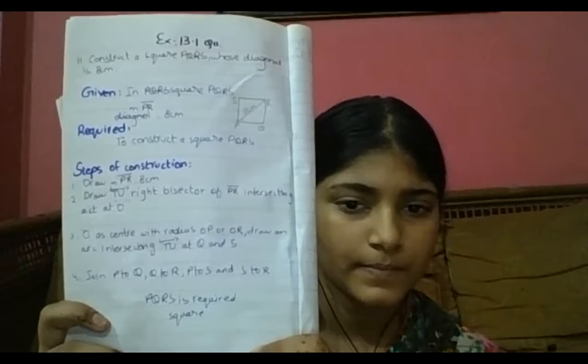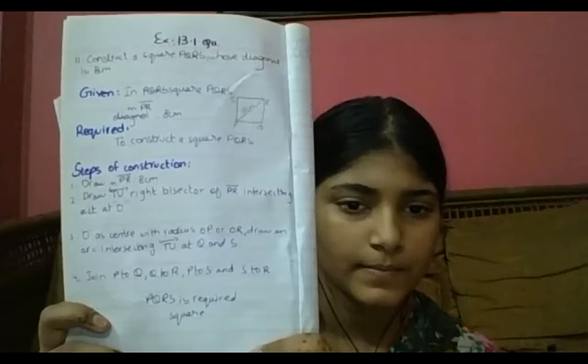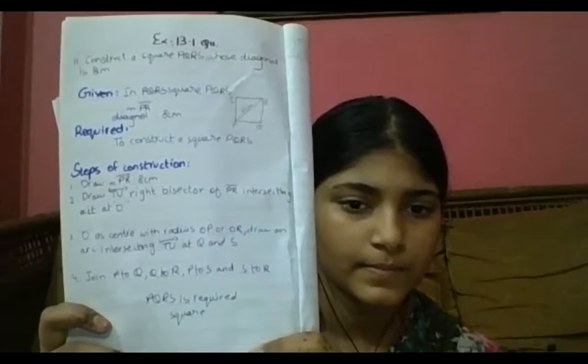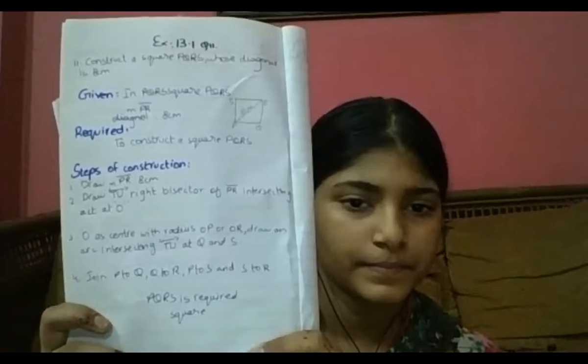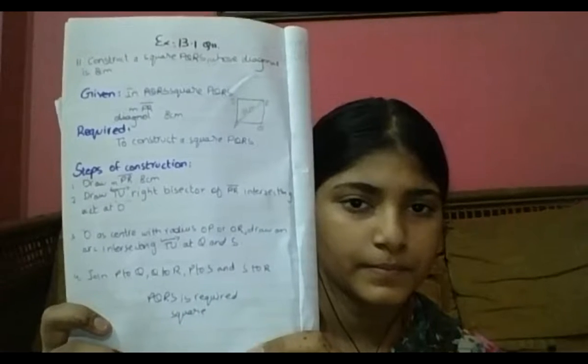P to S, P to S and R to S. Very good. So PQRS is our required square. Now, very good, Ramla. Now next copy here, Ali.